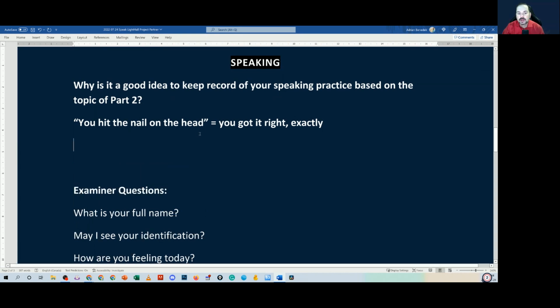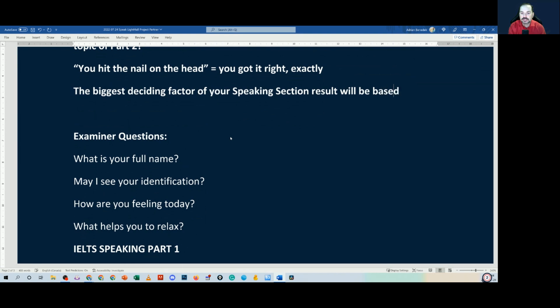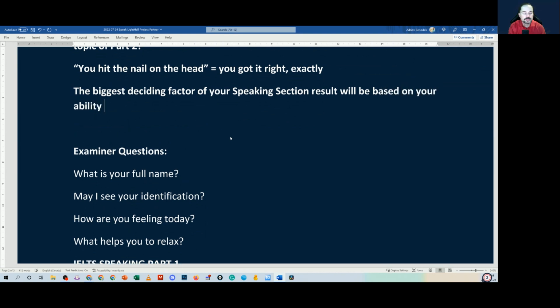So IELTS speaking, basically the pivot, the center point of your speaking score, will be based on part two. The biggest deciding factor of your speaking section result will be your ability to do a good job on part two.